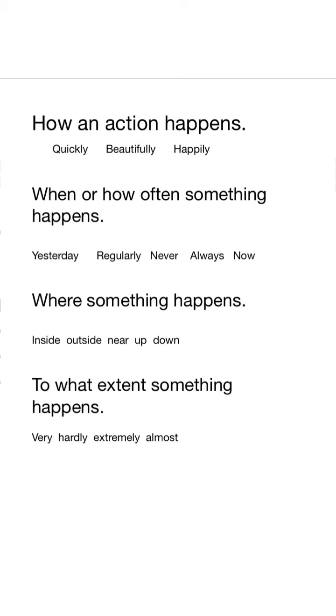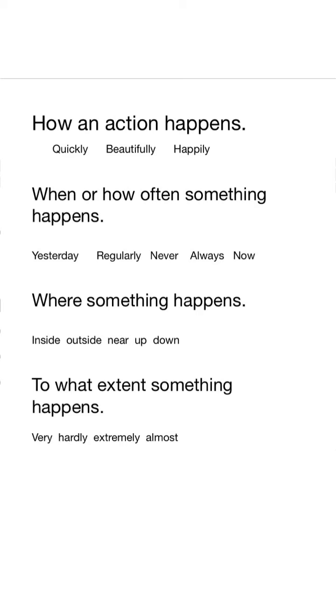Next is where something happens, the place. But don't get confused with noun, because a noun also is a name of a place. Where do you live? I live in Gorakhpur. So this is also where. This is also talking about the place. Okay? But here the name of the place is a noun.